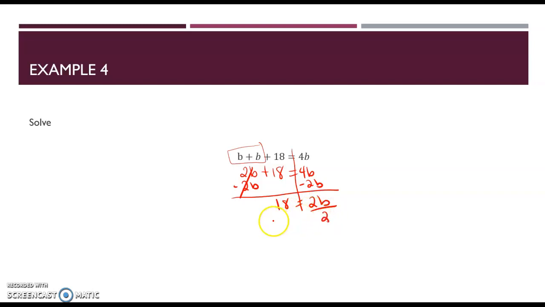And then I'm going to divide both sides by 2. And so 9 equals b. And so what I can do is I could plug that in and make sure that it works.